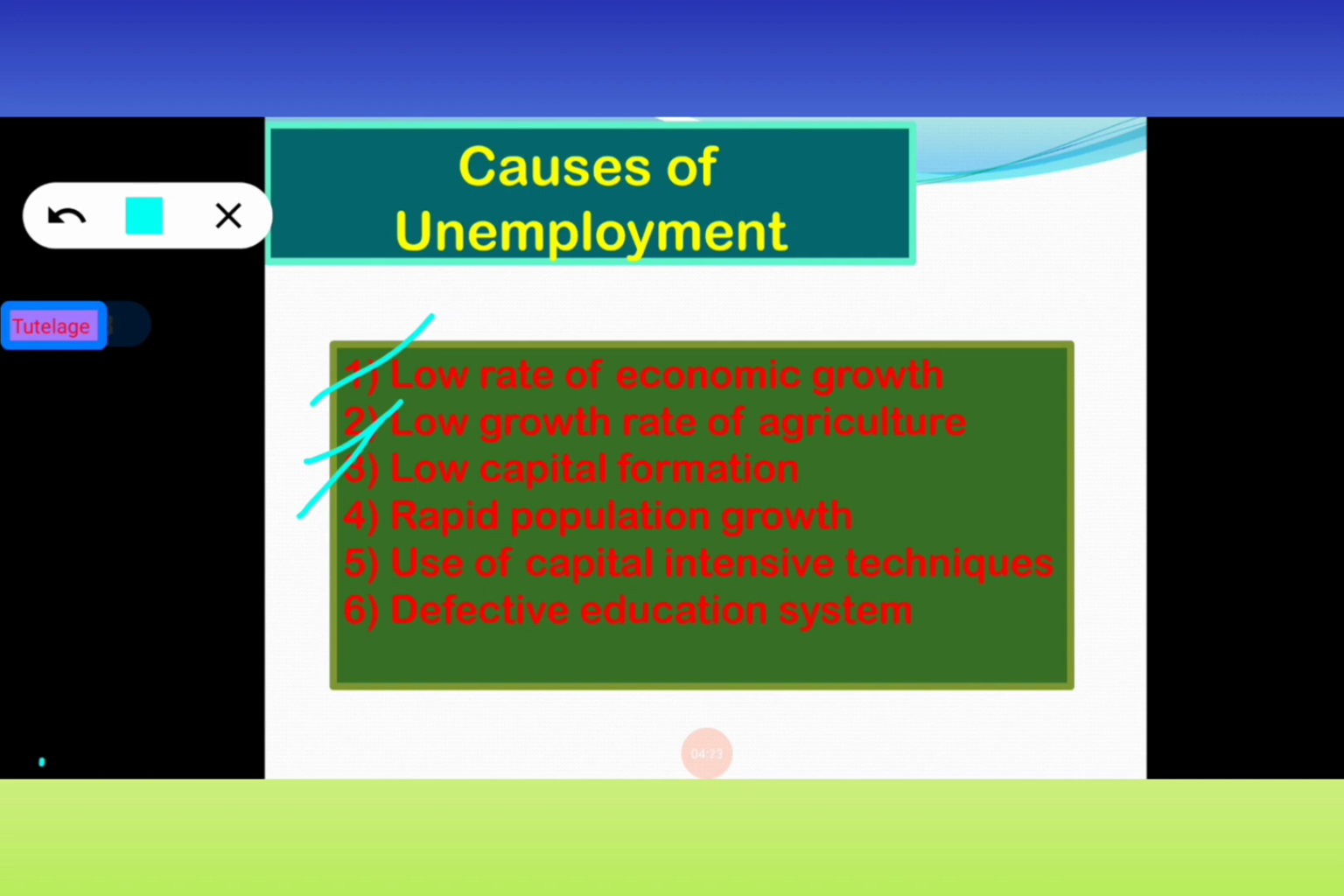Now going to the fourth point, that is rapid population growth.